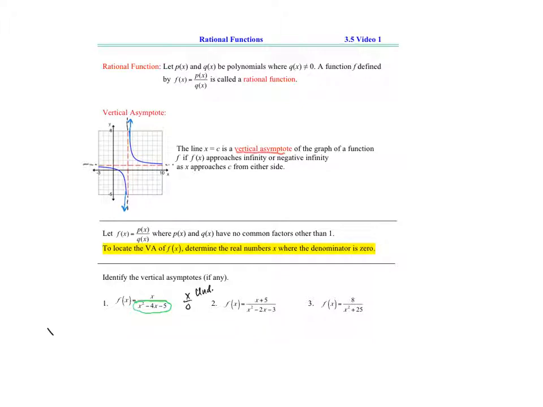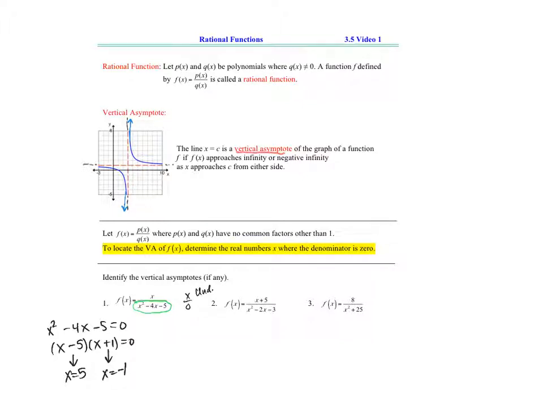We just go in and take our denominator, set that equal to 0. We can usually factor, or we sometimes need to use the quadratic formula, but on this one it factors as x minus 5, x plus 1 equals 0. And then using the zero product property, we get x equals 5 and x equals negative 1. Those are our two vertical asymptotes for this function.